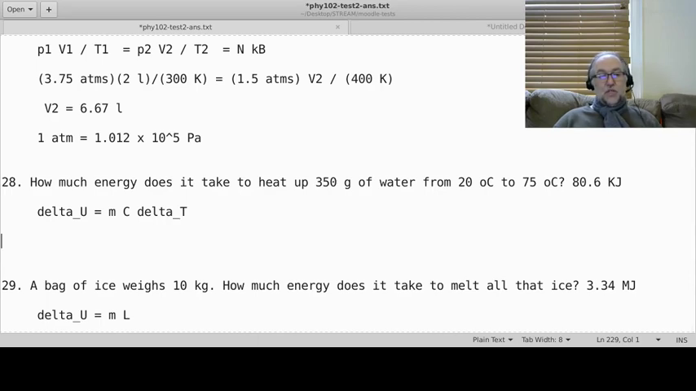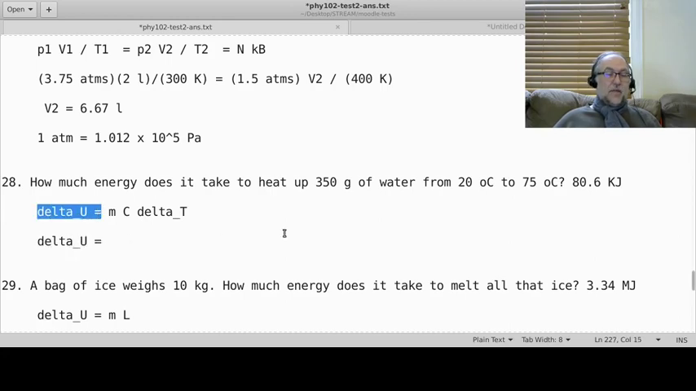So next one, number 28, was a specific heat problem. I basically ask how much energy does it take to heat up 300 grams of water from 20 degrees Celsius to 75 degrees Celsius. And the answer is 80.6 kilojoules. Let's see how we work that out. So I'm asking for how much energy? Well, that's your delta U.